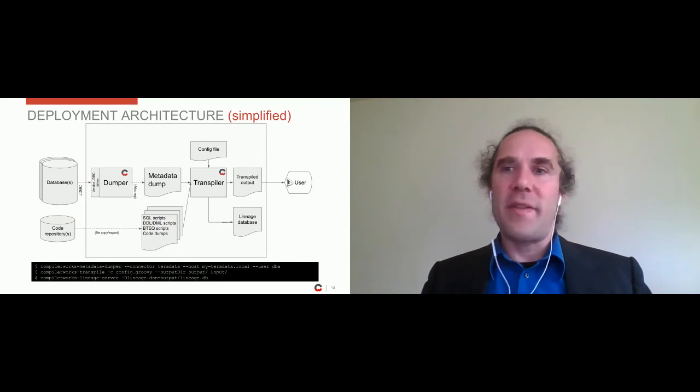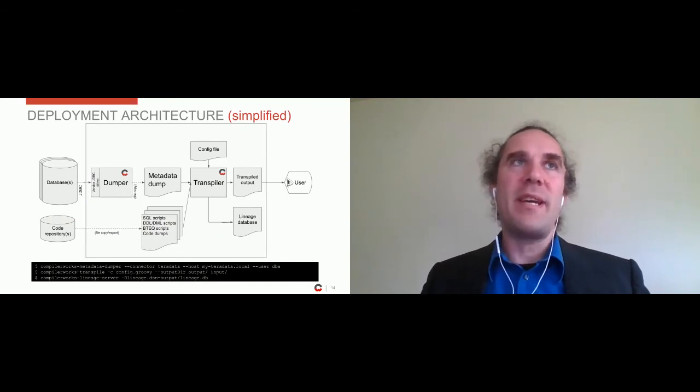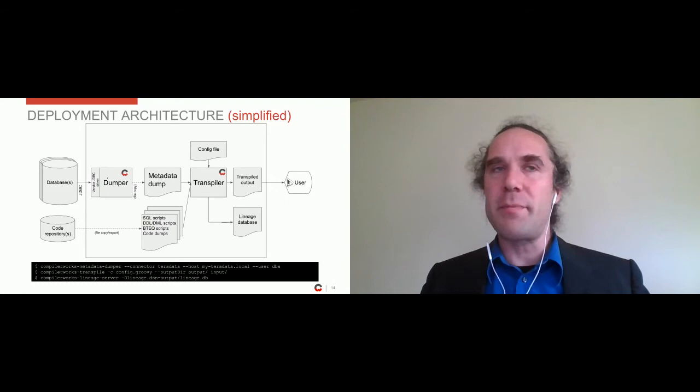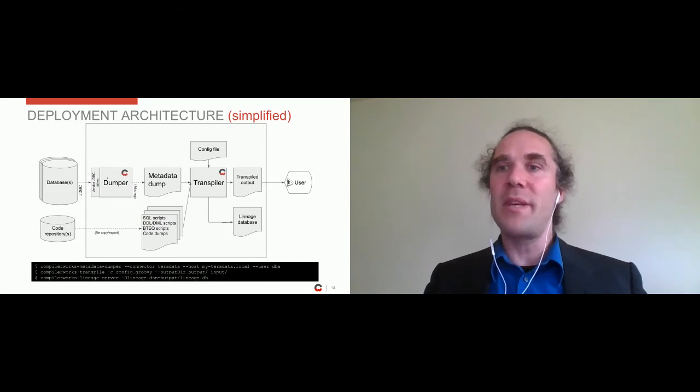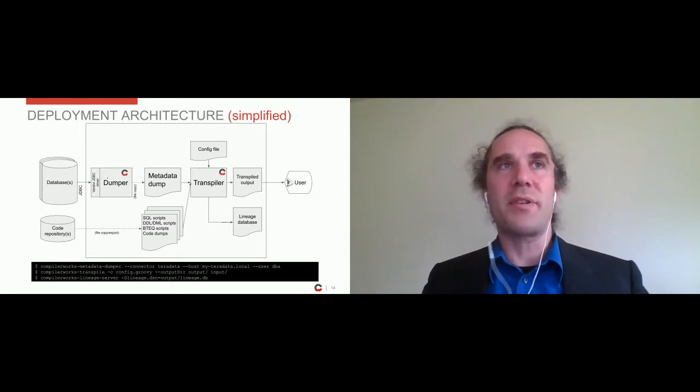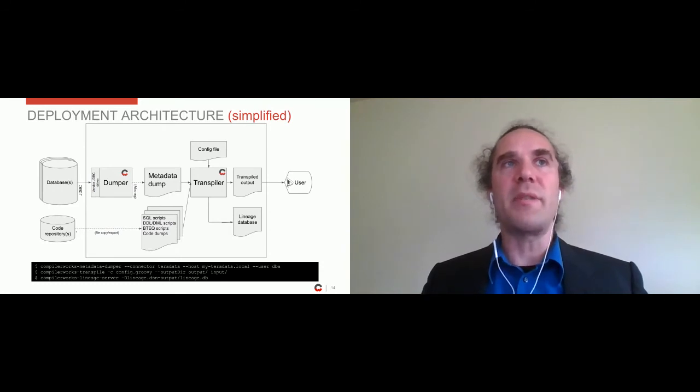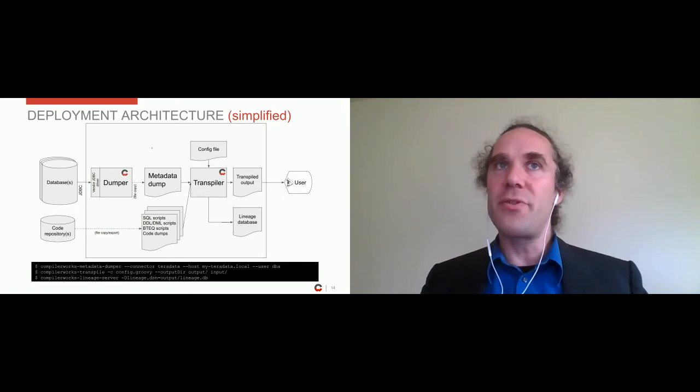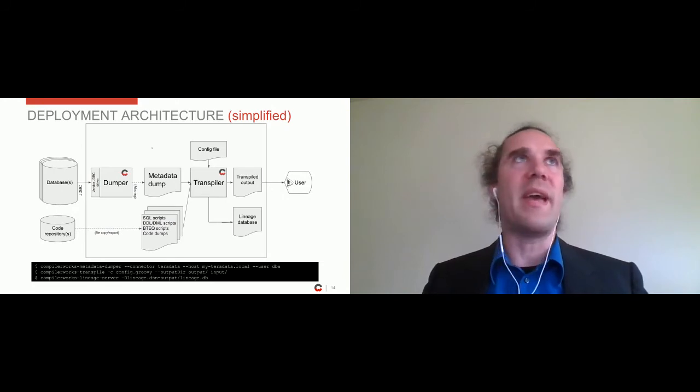Deployment looks roughly like this. You have a database. There is a dumper which pulls metadata out of the database. Metadata only. We never touch data. We have a very different security property to many other things that want to connect to the database. Firstly, we need metadata only, and secondly, everything we do will run sandboxed and clean. And then we take the code, which might be log files, it might be exports, it might be something else. We feed that through the transpiler, and we end up with a lineage database.